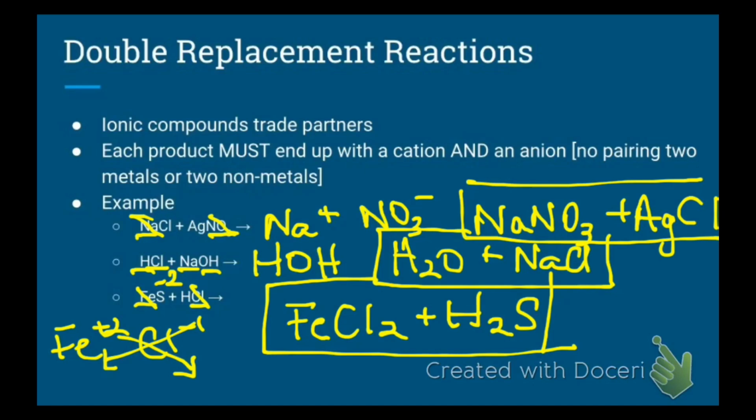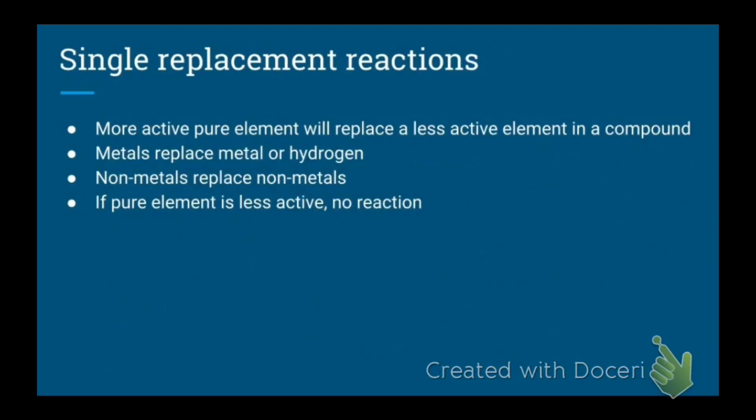Alright, now our last type of reaction prediction gets a little more complicated. In a single replacement reaction, we remember from our first video in this module that you have a single element kicking something out of a compound and so something from that compound becomes a single element. You have an element plus a compound gives you an element plus a compound. What we have to worry about when we're doing single replacement reactions is whether or not that can actually happen. You need a more active pure element to replace a less active element that's part of a compound.